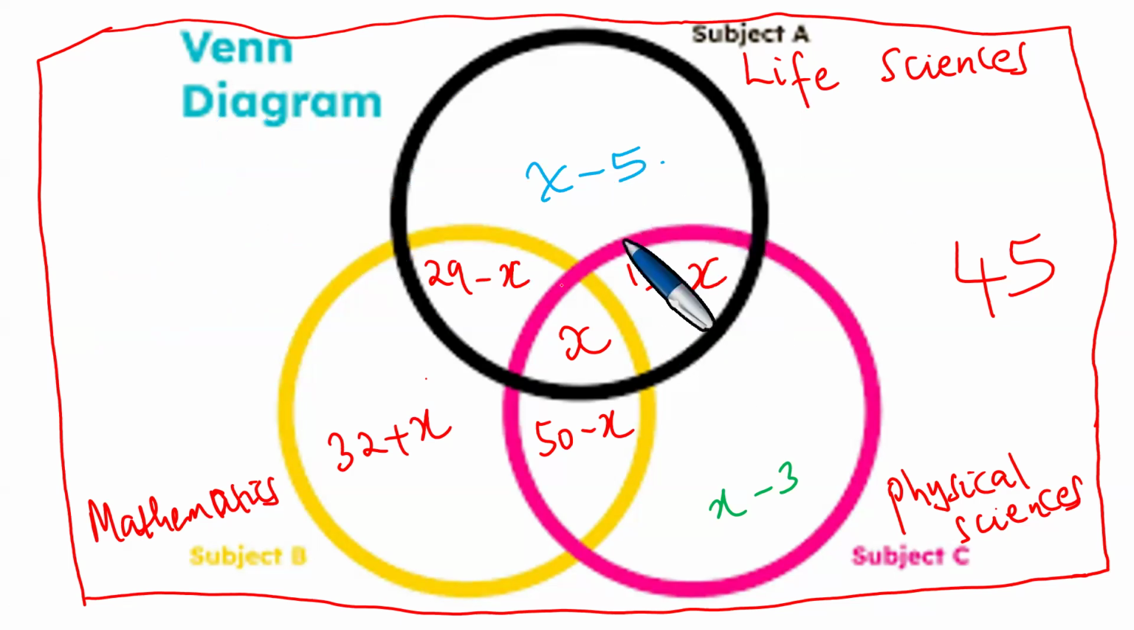Life sciences: you have x minus 5, 29 minus x, x and 13 minus x. 45 don't do any of the subjects. Physical sciences has x minus 3, 13 minus x, and also x. So for physical sciences, you have exactly the following: 50 minus x, x and 13 minus x. Mathematics: 32 plus x, 29 minus x, x and 50 minus x. Any question on this Venn diagram? No question. All right, we move forward.